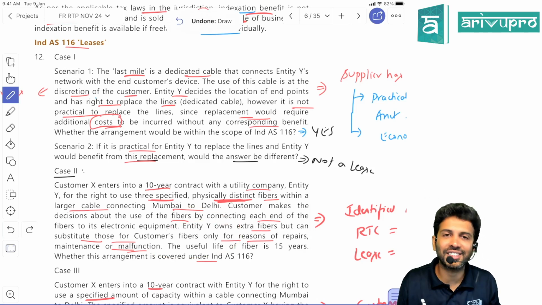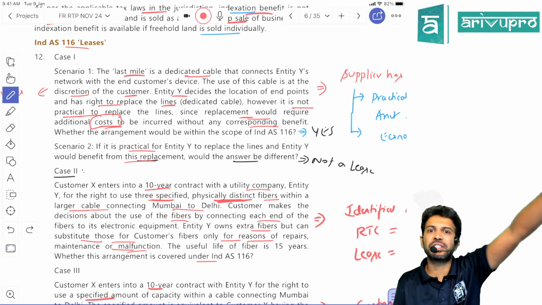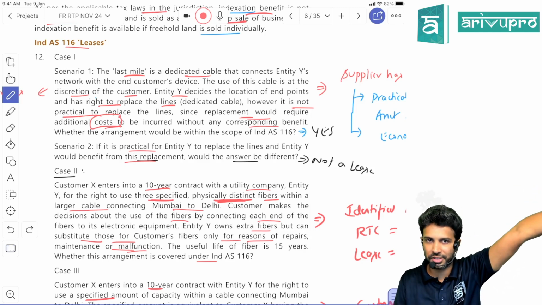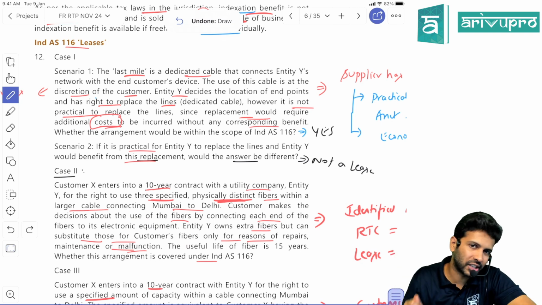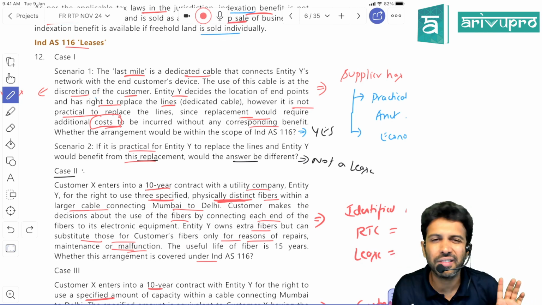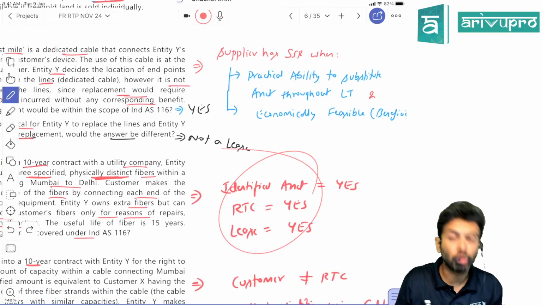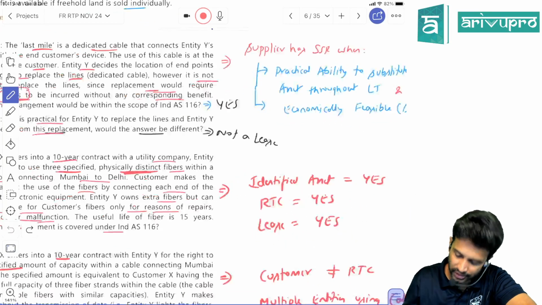Now, will we call this SSR? No. Substituting after a specific event or after a specific point of time does not mean the supplier has SSR. Yes, we have studied this provision, right? Only if some condition comes in, like malfunction or damage, will we replace. So does the supplier have SSR here? No, the supplier does not have SSR. So does the customer have a right to control the use of the identified asset? Yes. So will it be a lease? Yes. In this particular case, it is definitely a lease.